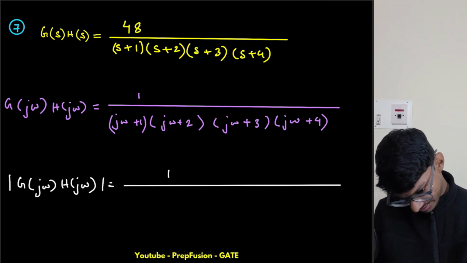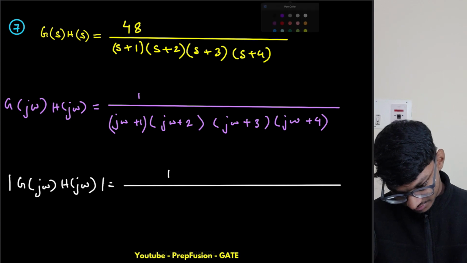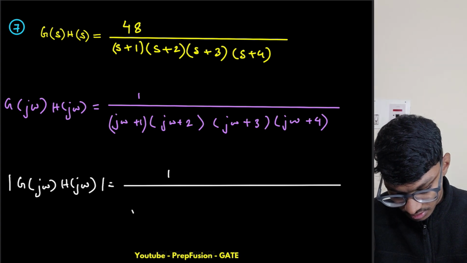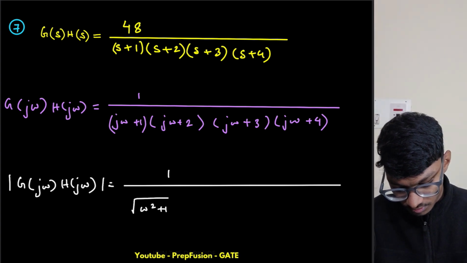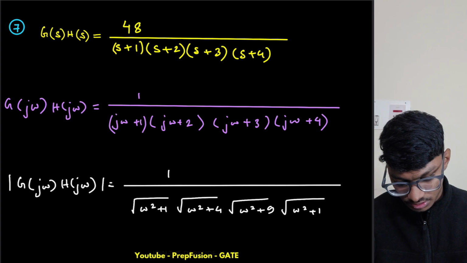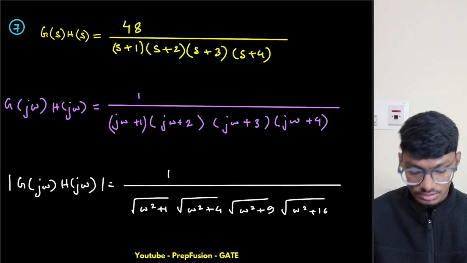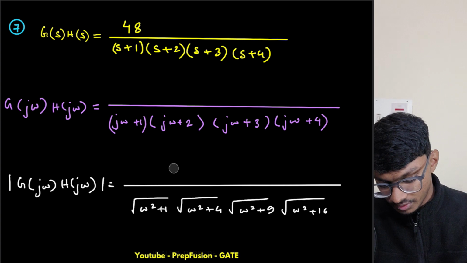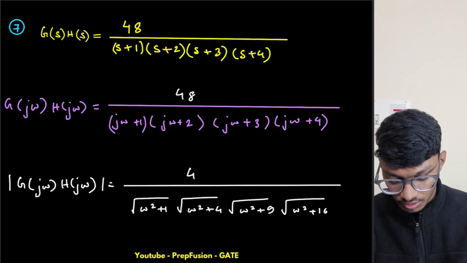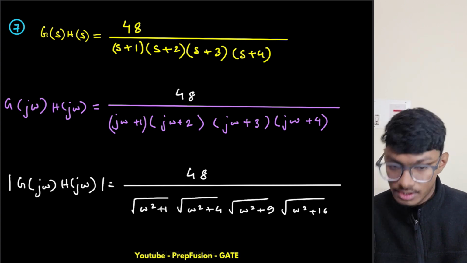So what will be the magnitude? Basically this will be under root omega square plus 1, this will be under root omega square plus 4, this will be under root omega square plus 9, and this will be under root omega square plus 16. All of these together give the magnitude. Also, I forgot to write the numerator this time. We don't have 1 anymore, we have 48 in the numerator.